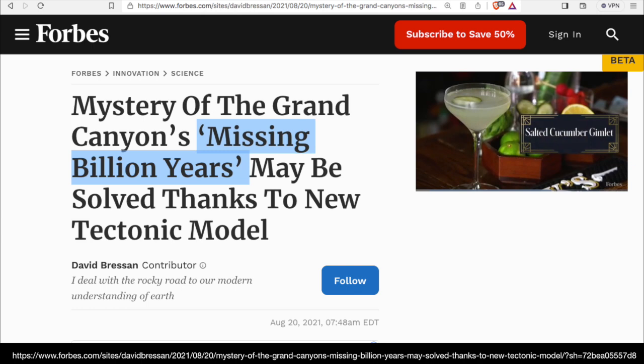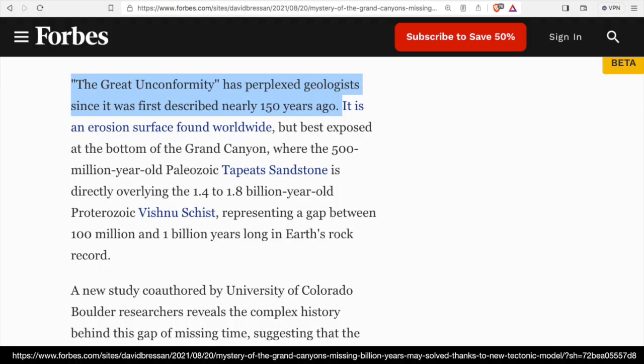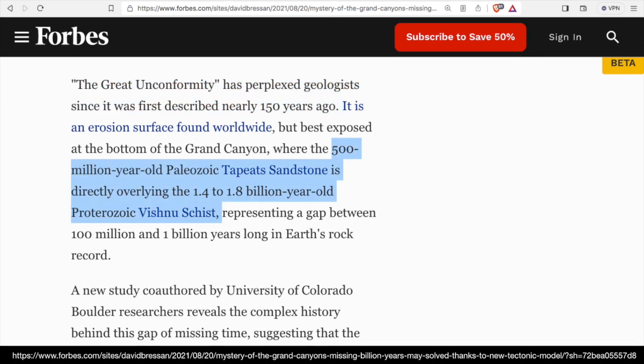And so why are there millions of years of sediment missing? Well, here's a Forbes article. Mystery of the Grand Canyon's missing billions of years may be solved thanks to a new tectonic model. They didn't talk about that on the website. There's missing billions of years. The great unconformity has perplexed geologists for 150 years. It says the 500 million year old Tapeats sandstone is directly overlying the 1.4 to 1.8 billion year old Vishnu schist. So there's a billion years missing there, and they know that.